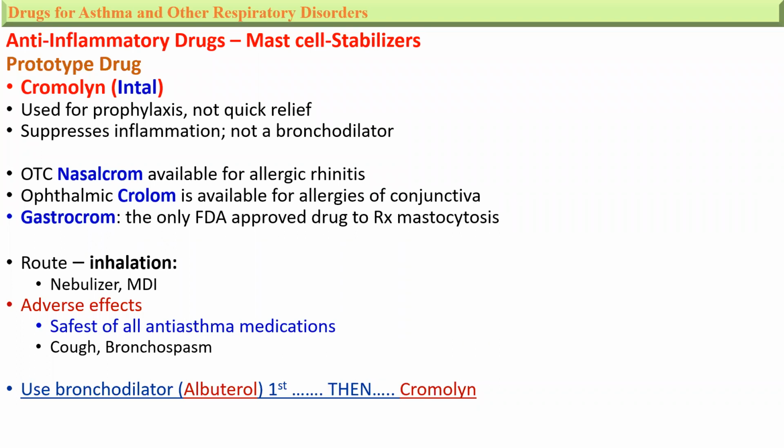So the adverse effects of cromolyn: it is the safest of all anti-asthmatic medications. Cough and bronchospasm can be side effects or adverse effects. It takes 2 to 4 weeks for the drug to achieve the maximal therapeutic effect. When using albuterol with cromolyn, use the bronchodilator albuterol first, wait 5 minutes, then take cromolyn.